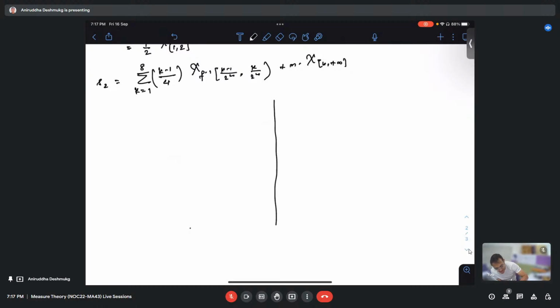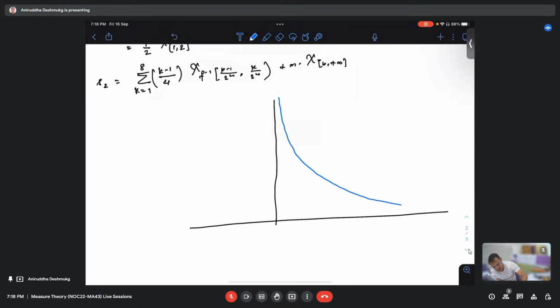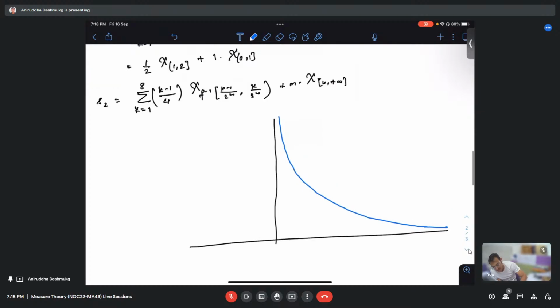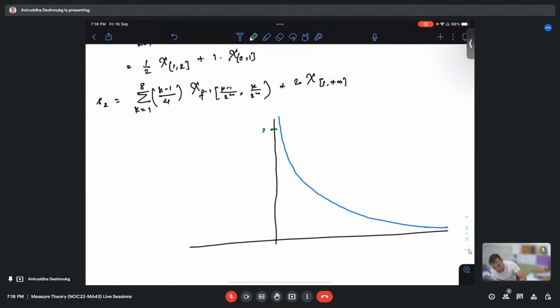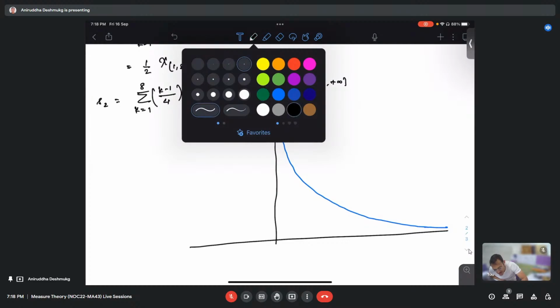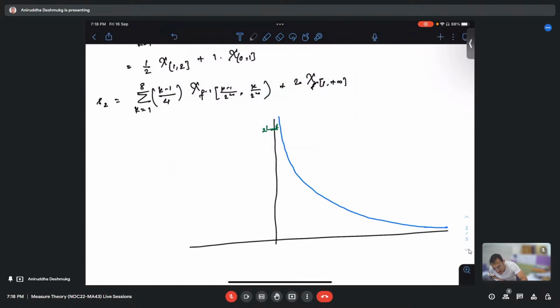So again, let us draw a figure and let us try to approximate it. But this time we'll need a bigger figure. This is our 1 by x. And why am I writing n? This should be 2, because we have fixed n equal to 2. So again, let us mark this point 2 here. From this onwards, we are not really concerned because we have to just look at the pre-image of this big interval, 2 to infinity. What we are concerned about is the smaller intervals.